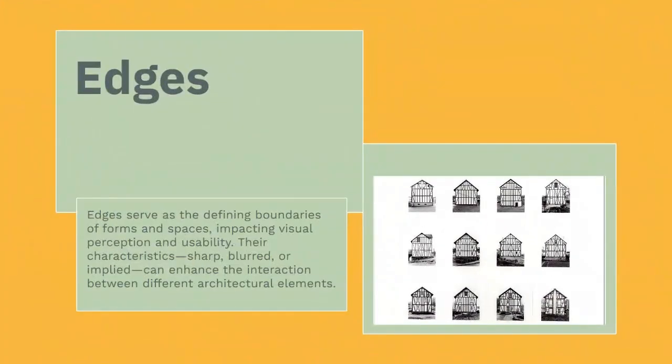Let's talk about edges. They serve as the defining boundaries of forms and spaces, impacting visual perception and usability. Their characteristics are as follows: sharp, blurred, or implied, and they can enhance the interaction between different architectural elements.